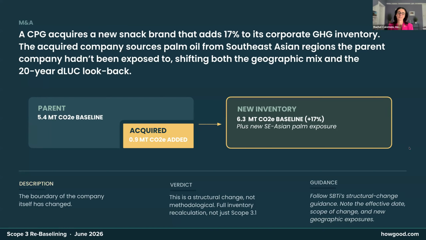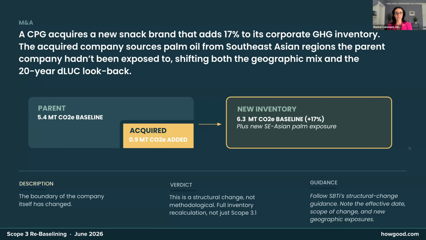Let's start with the most common one. In this one, a CPG acquires a snack brand. It adds 17% to their corporate inventory. But more importantly, the acquired company sources palm oil from regions that the parent company had never touched before. Now, they've got new geographies, new suppliers, and a brand new 20-year DLUC look-back period to work through.